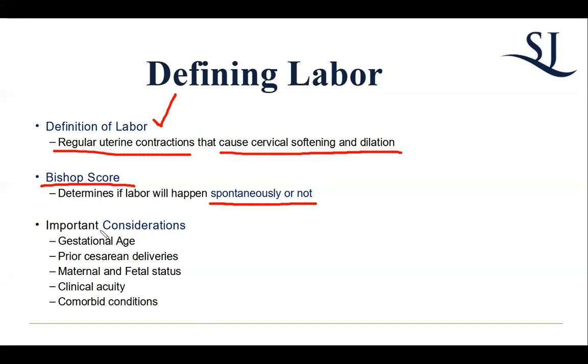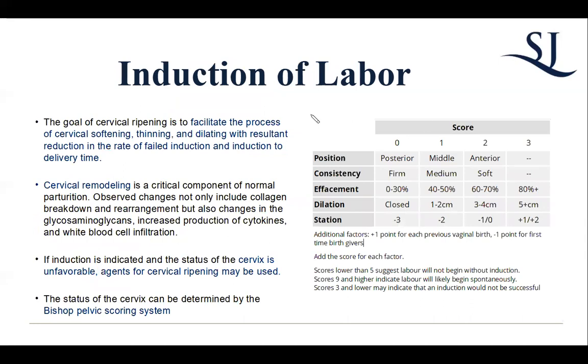And then obviously your considerations, as we mentioned, for your focused evaluation are important too. Remember your gestational age. If you're dealing with a threshold of viability fetus at 20, 30 weeks, it's a different story than someone who is 39 weeks. We mentioned prior cesarean deliveries, fetal status, acuity, and also comorbid conditions, because some of these medicines you can't use in certain conditions. This is your Bishop score here.